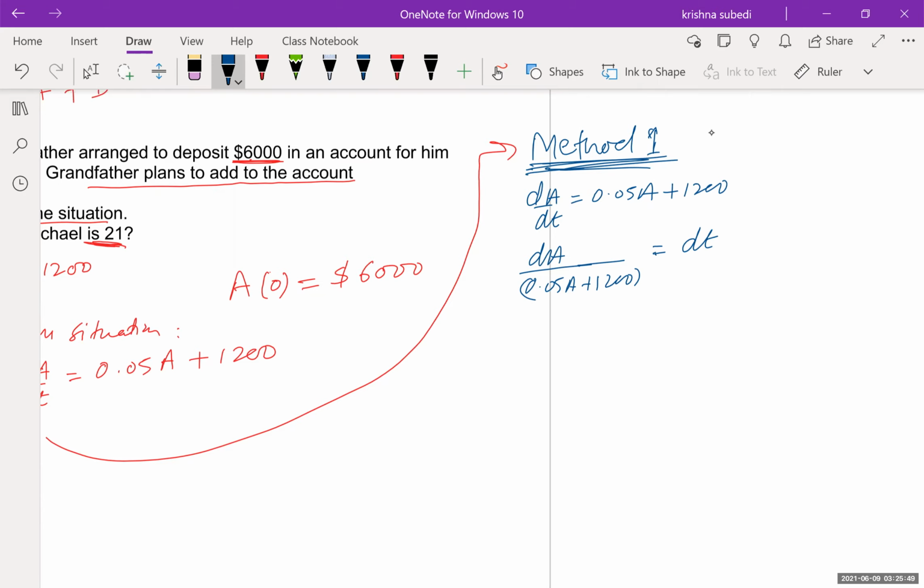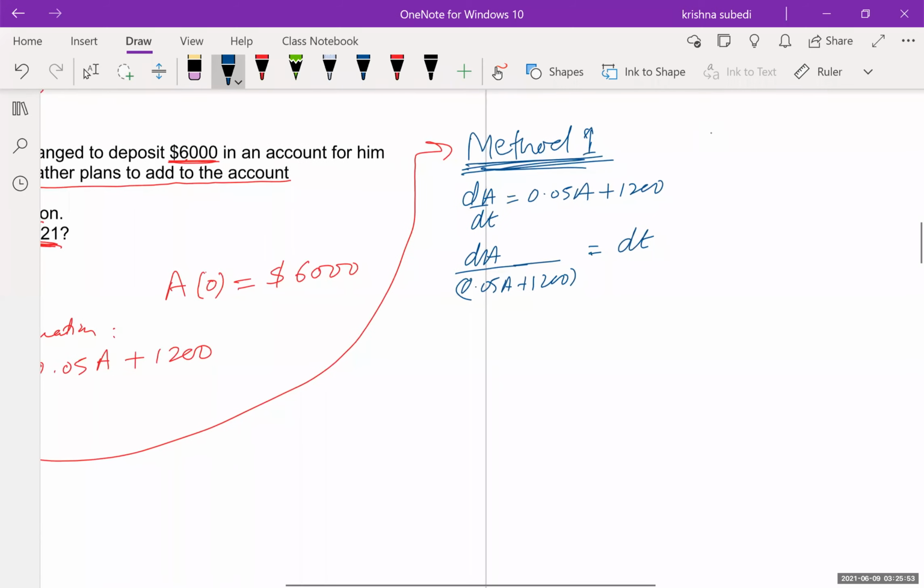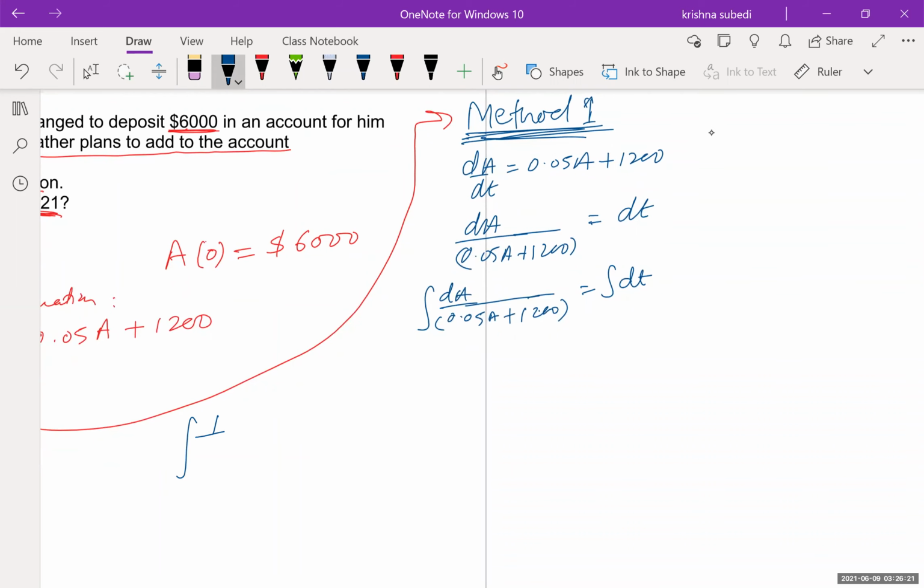Now, you know the formula. We need to do the integration. So, in the second step, integrating both sides, you're going to get the integral of dA over 0.05A plus 1,200 equals the integral of dt. Recall the formula we have learned: the integral of 1 over ax plus b dx is 1 over a ln of ax plus b.